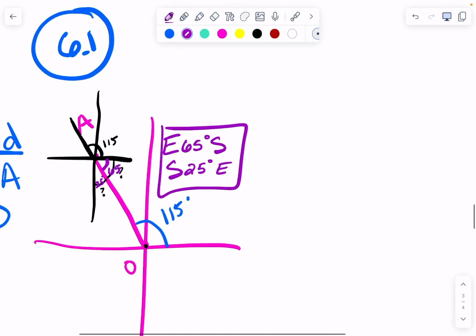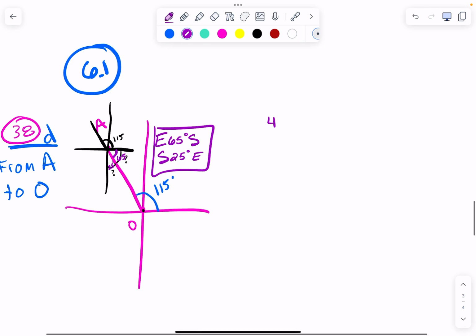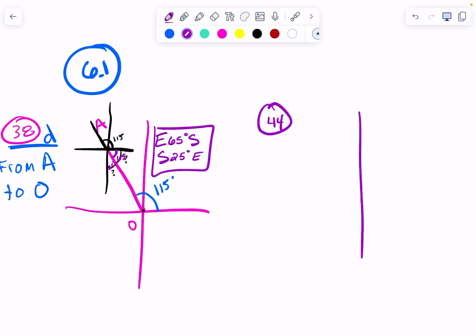All right, 44 is next question. I'll leave him up there. 44. Find the bearing of the ship. I don't know why they're saying that. Oh, because 46 would end up with a tenth of a degree or whatever. So 44 is not going to have a tenth of a degree.